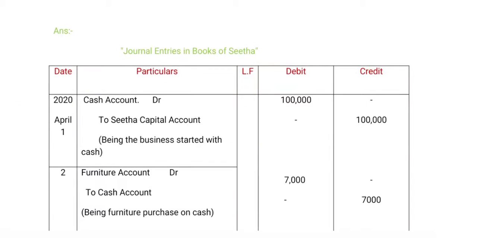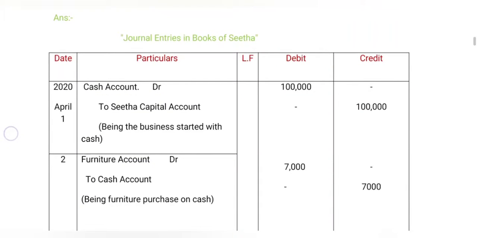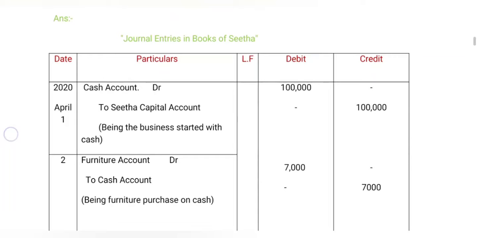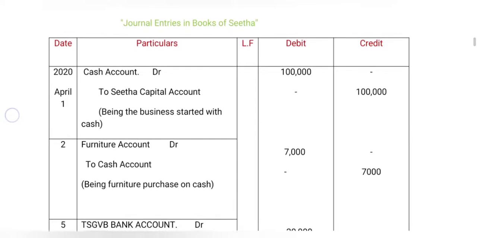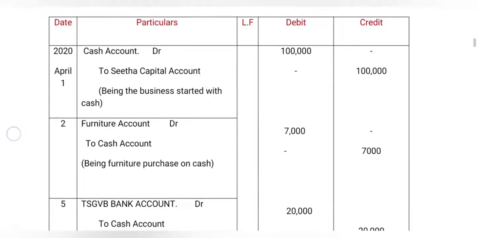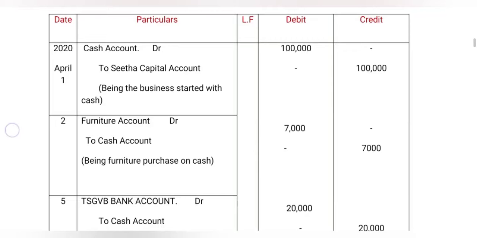Now we learn the proforma of the journal. It has five columns: the first is the date column, the second is the particulars column, the third is the ledger folio, the fourth is the debit amount, and the fifth is the credit amount. The first transaction is started business with cash. According to the real account rule, what comes in is debit, what goes out is credit. Here cash is coming into the business, that's why the cash account is debit, and the remaining account is credit.